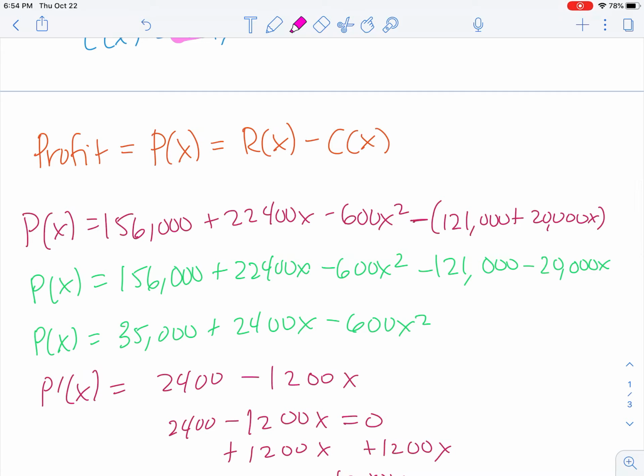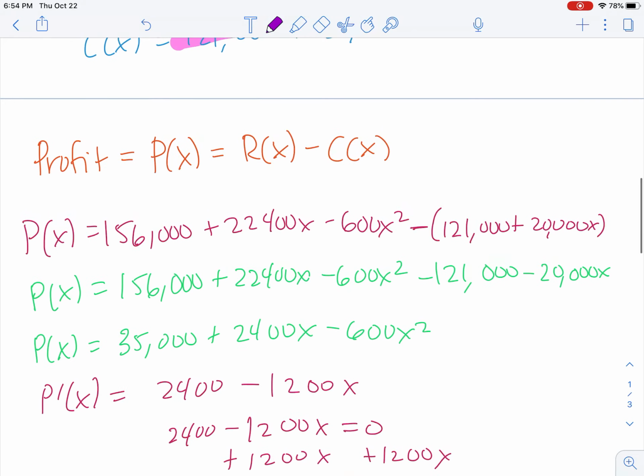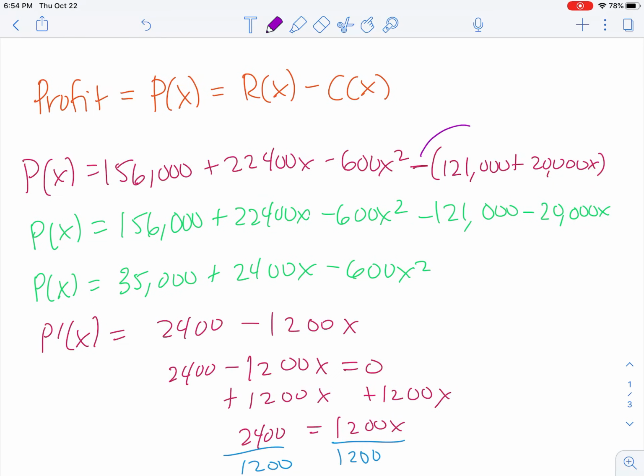So you see here we have our revenue function that we found earlier and our cost function that we just found. We need the cost function in parentheses because we have to subtract all of the cost function, not just the first term of it. So our next step is to distribute this negative inside the parentheses. Negative 1 times 121,000, negative 121,000. Negative 1 times 20,000x, negative 20,000x. So then we have some like terms that we can combine. We have 156,000 minus 121,000, which leaves us with 35,000.